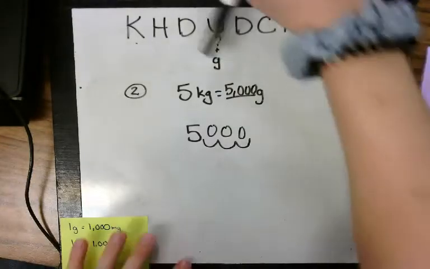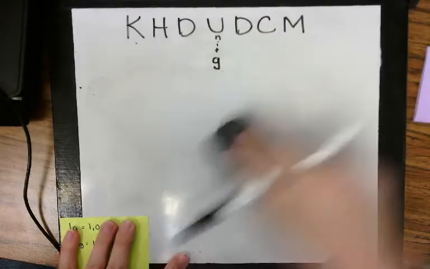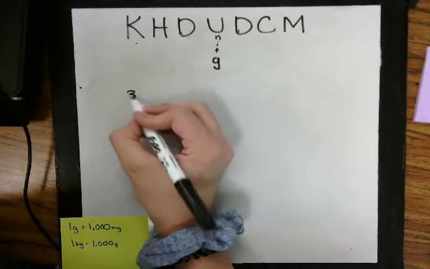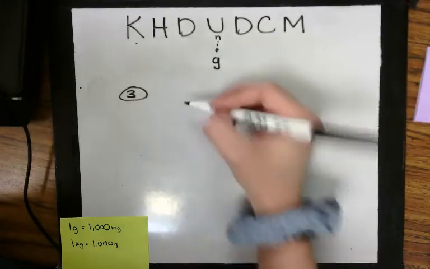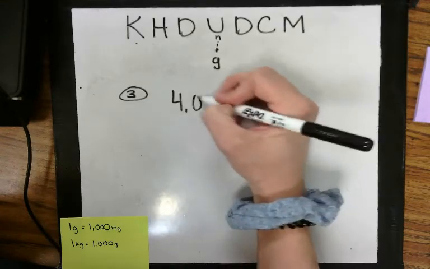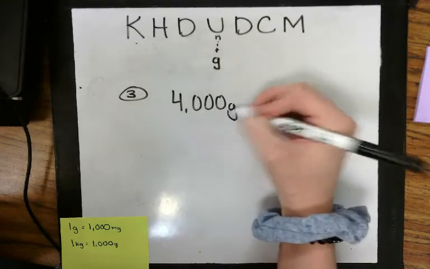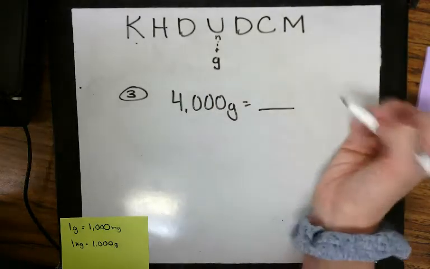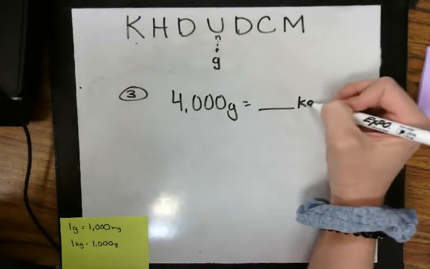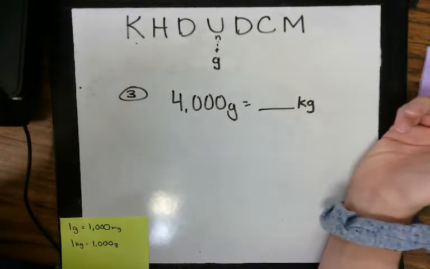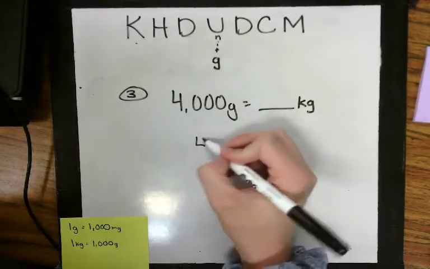Okay, let's look at number 3. 4,000 grams is how many kilograms? Again, some of you might be looking at that and saying, I think I know. Let's check. We've got 4,000.